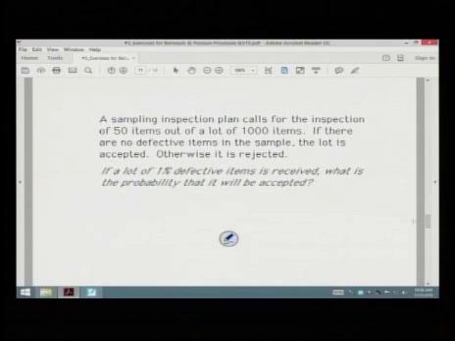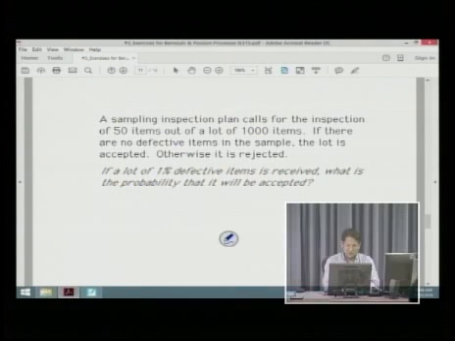A sampling inspection plan calls for the inspection of 50 items out of a lot of 1,000 items. If there are no defective items in the sample, the lot is accepted. Otherwise, it is rejected. If a lot of 1% defective items is received, what is the probability that it will be accepted? So, which distribution are you going to use?